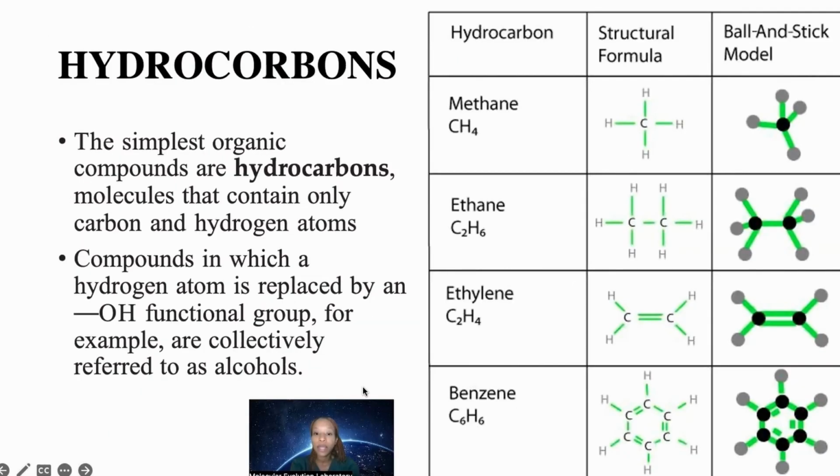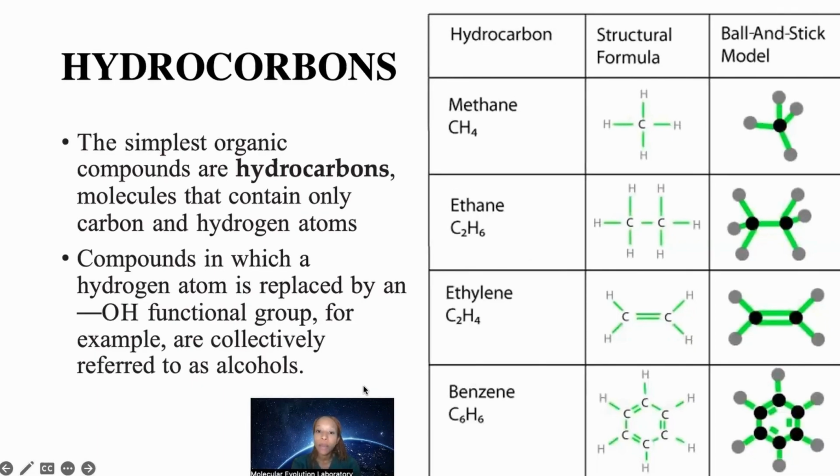So methane, ethane, ethylene, benzene, we can see that these are hydrocarbons. They're natural hydrocarbons in that they consist only of carbon and hydrogen atoms. Methane: 1 carbon atom, 4 hydrogen atoms. Ethane: 2 carbon atoms, 6 hydrogen atoms. Ethylene: 2 carbon atoms, covalently bonded, and 4 hydrogen. Benzene: 6 and 6. So these are the structural formula as well as a stick model representation of each.